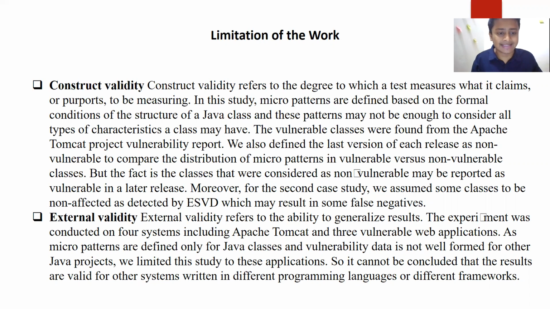Another limitation of this work is external validity. What is external validity? External validity refers to the ability to generalize results. The experiment was conducted on four systems, including Tomcat and three vulnerable web applications. As microfeatan are defined only for classes and vulnerability data is not well-formed for other Java projects, we limited this study to this application. So it cannot be concluded that the results are valid for other systems written in different programming languages or different frameworks.